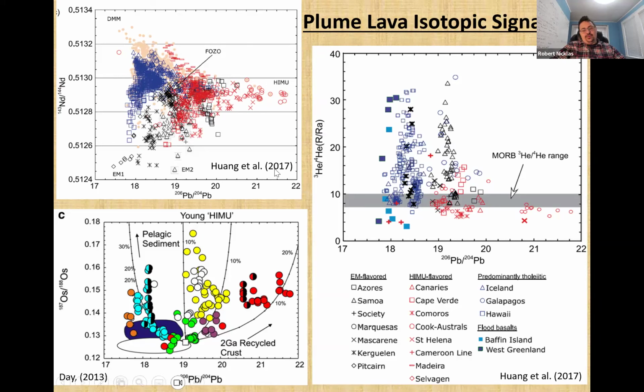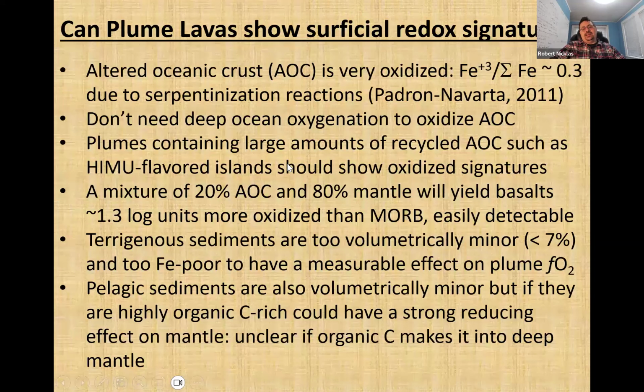So we have a wide variety of isotopic signatures, likely resulting from recycled lithologies, different types of sediments, oxidized oceanic crust. So what we thought to ask with this whole series of papers is to see, can plume lavas also show surficial redox signatures? They show surficial isotopic signatures.